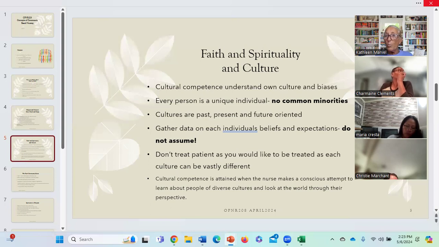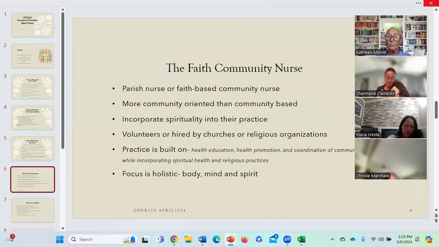Sometimes it's hard to incorporate cultural beliefs and practices into the health plan of care because they seem outrageous or they seem incorrect or we don't believe in them. That's not an option. Cultural competence means we incorporate as much of their culture as we can.